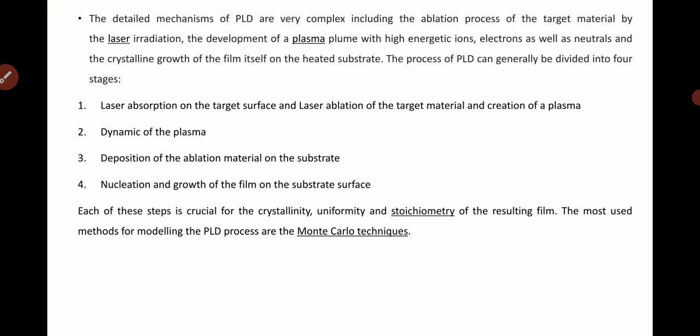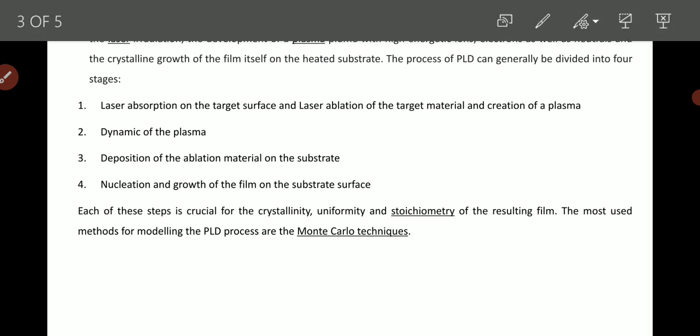The detailed mechanism of PLD is very complex, including the ablation process of the target material by the laser irradiation, the development of a plasma plume with highly energetic ions, electrons as well as neutrals, and the crystalline growth of the film itself on the heated substrate. The process of PLD can generally be divided into stages.